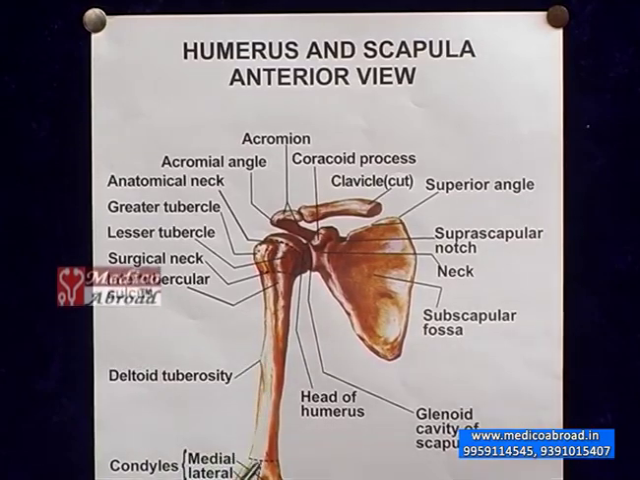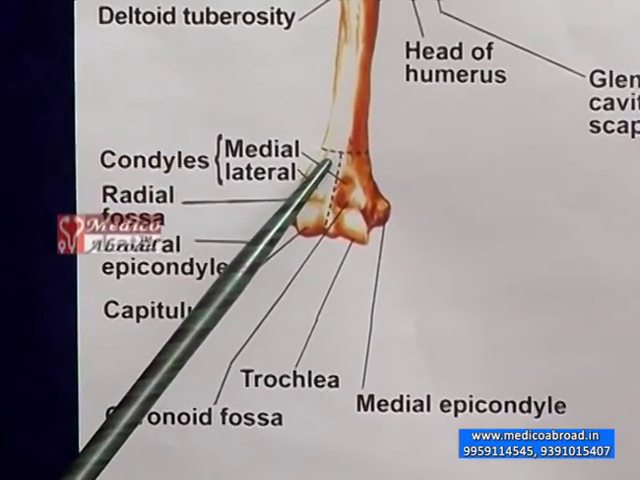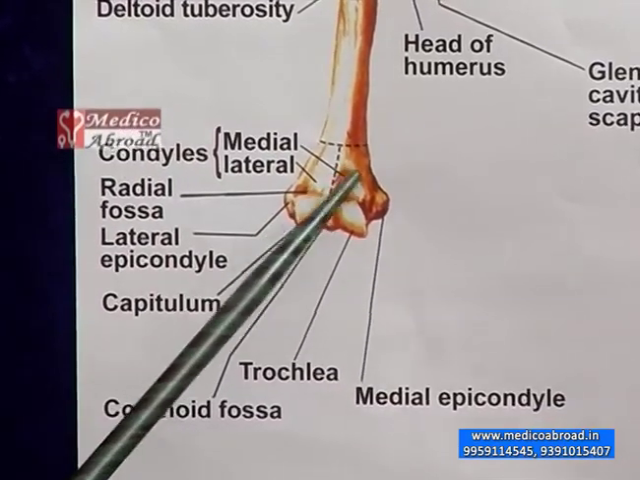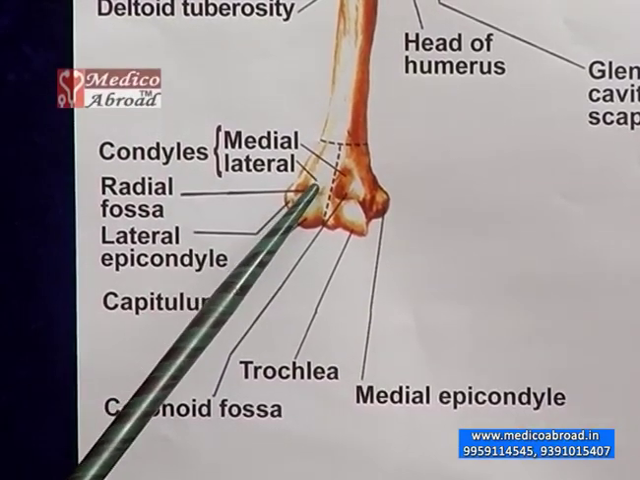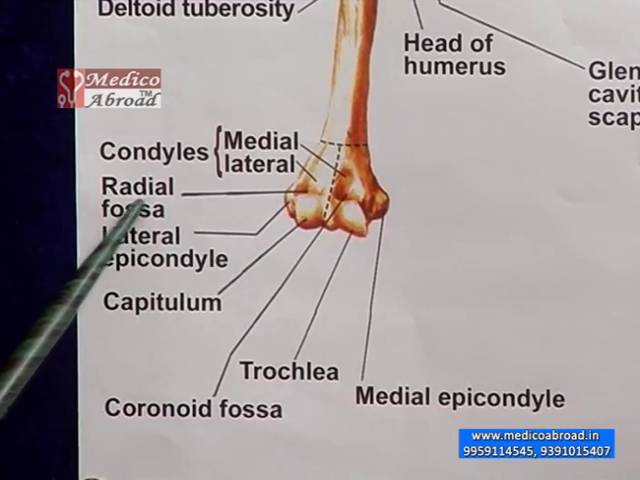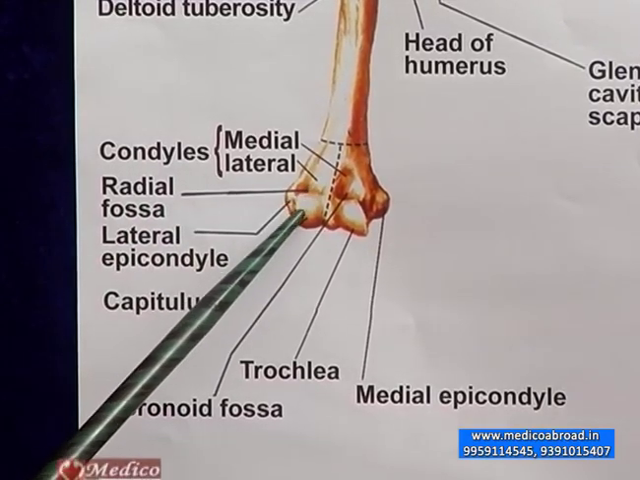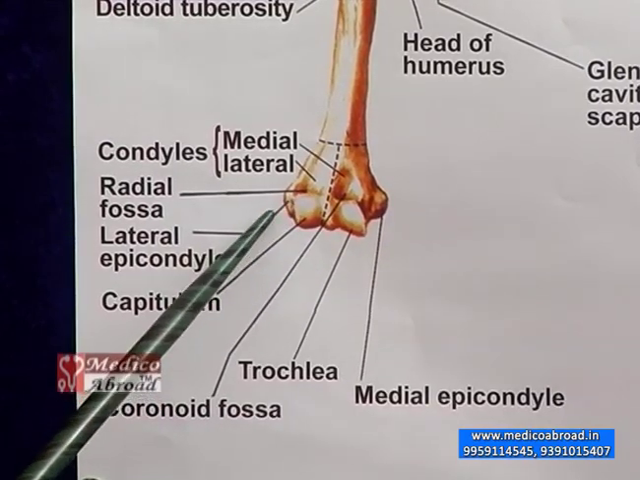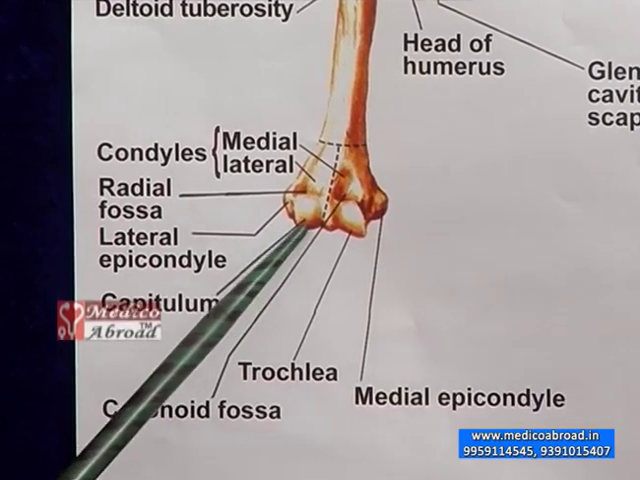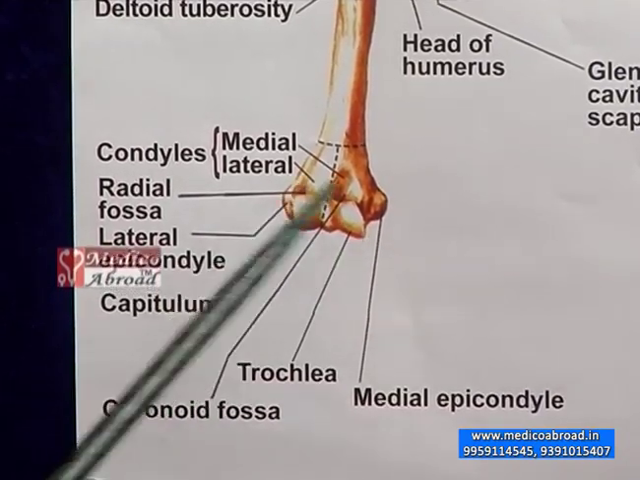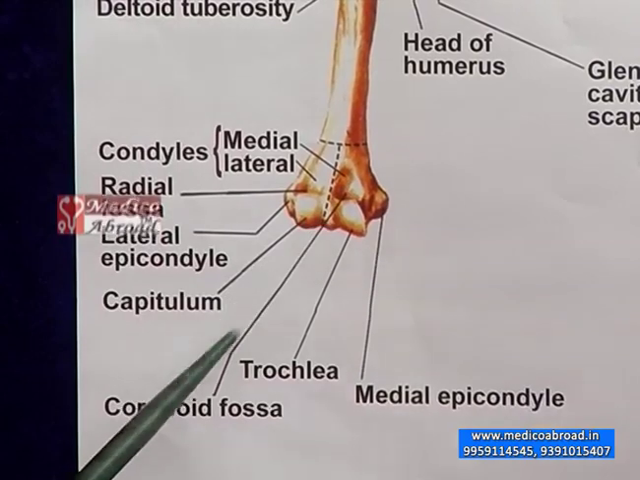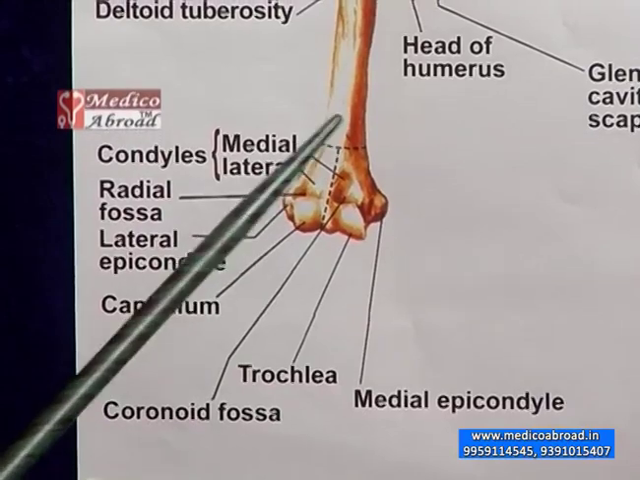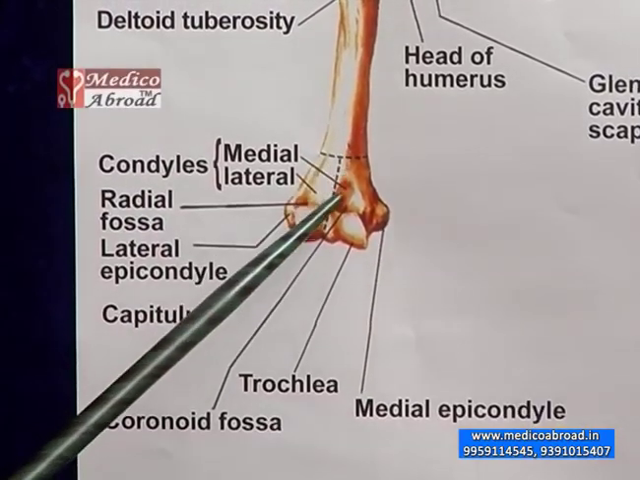Coming to the distal end of the humerus, you will find that it is enlarged to form condyles, the medial condyle and the lateral condyle. Looking first at the lateral condyle, you have the radial fossa, and the lateral epicondyle, this bit laterally. You will find the lateral epicondyle better in the posterior view. Capitulum. On the medial side, you will find the coronoid fossa, trochlea and the medial epicondyle. This is the distal end of the humerus.